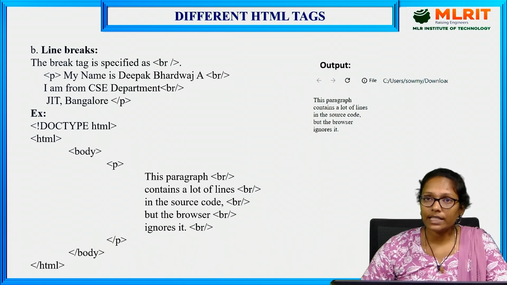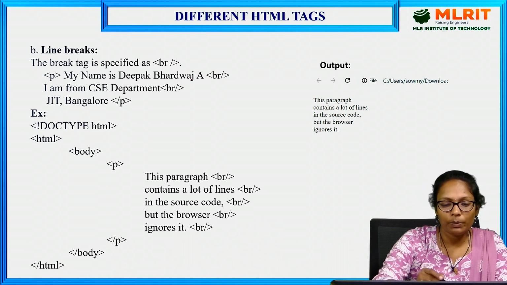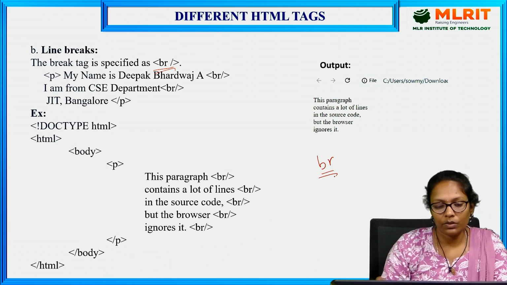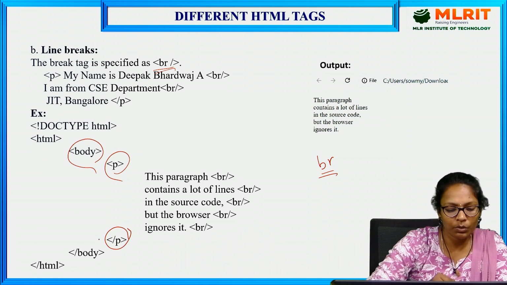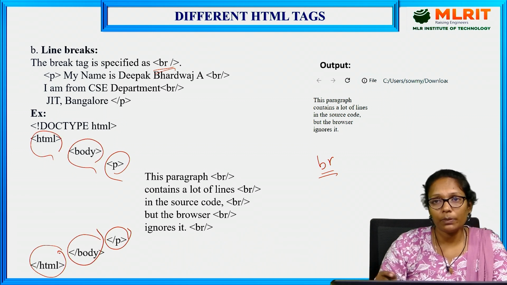The next one is line break. If I want to come to the next line after finishing the first line, then you can use the break tag. The break tag is the BR tag. Generally the break tag is an empty tag. If you observe, the P tag has a closing tag, the body tag has a closing tag, and the HTML tag also has a closing tag. But we have some independent tags.